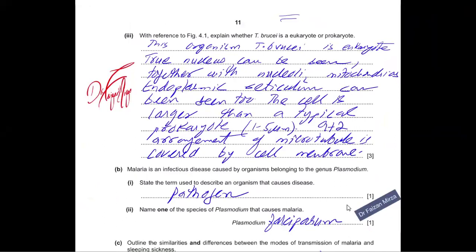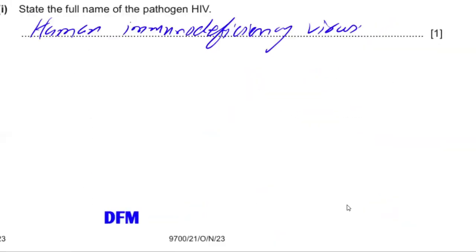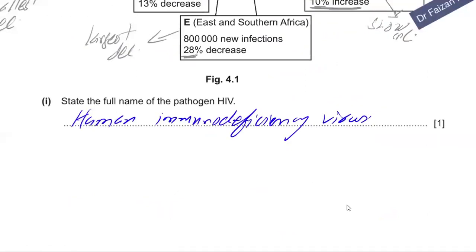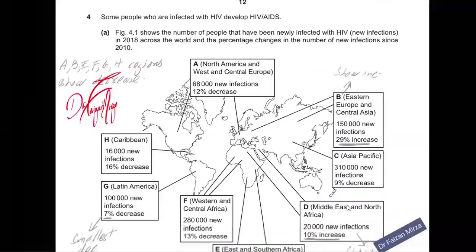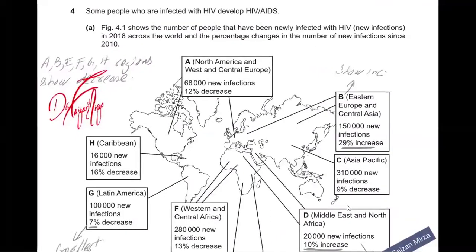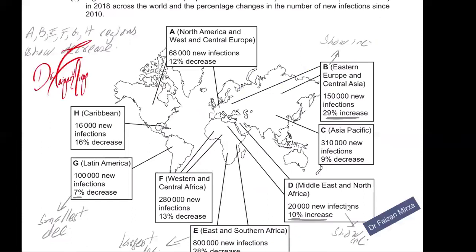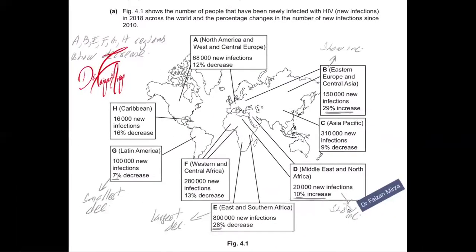Let's move on to another question from the October-November series, and let me just look for this question and we can move on. So this question here is on HIV/AIDS, October-November 2023, variant 21. Some people who are infected with HIV develop AIDS. Figure 4.1 shows the number of newly infected HIV new infections in 2018 across the world and the percentage changes in the number of new infections since 2010. So this is the chart shown to you.